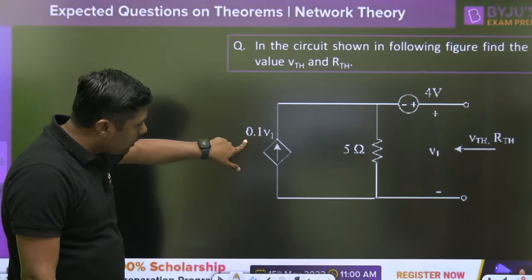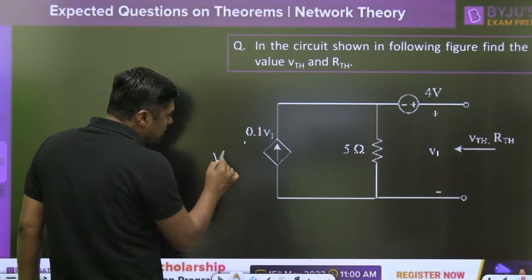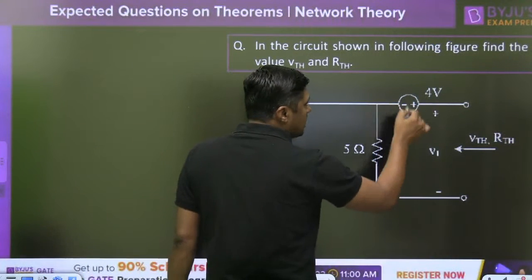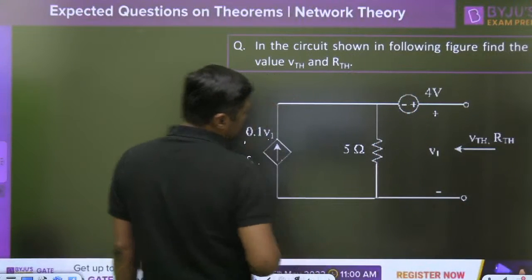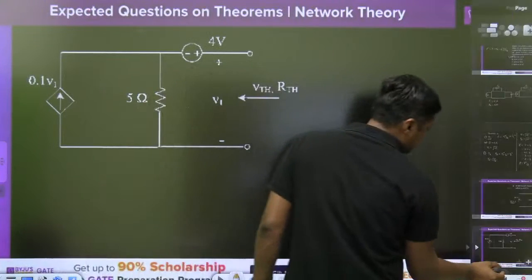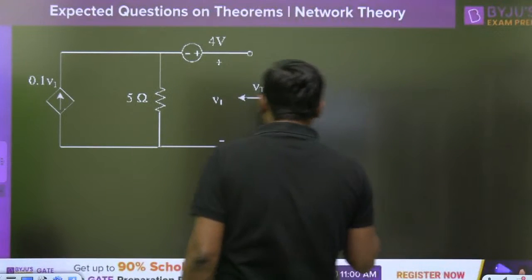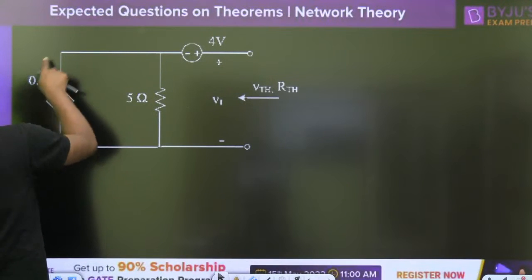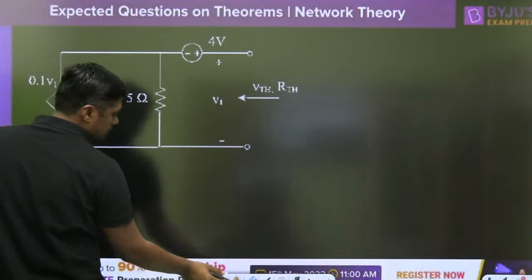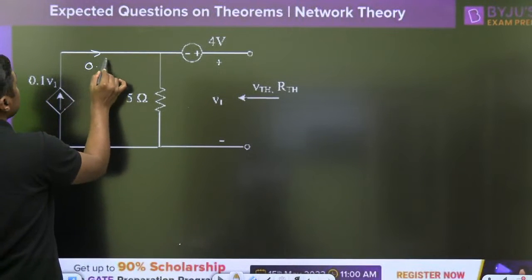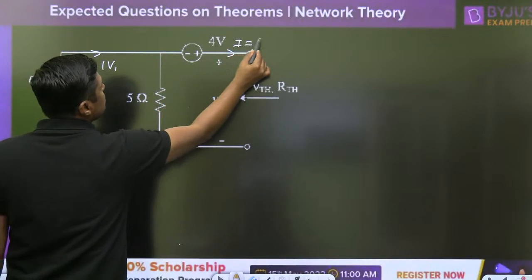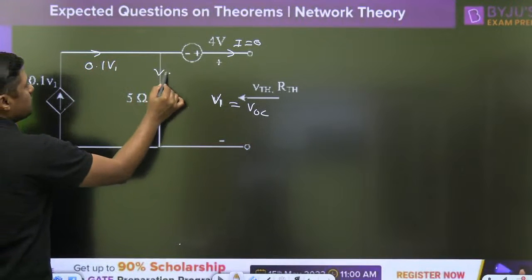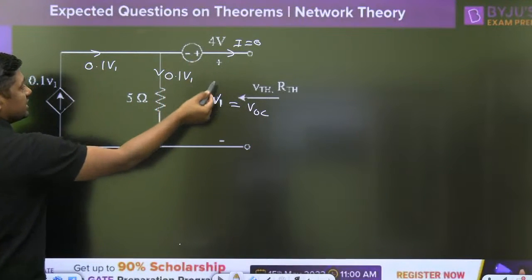Now, this is the 0.1 V1 voltage controlled current source. It depends upon the V1. This is the V1. This is an independent source, 4 volt battery. Then first case, first find the VOC. How to find the VOC, open circuit voltage? 0.1 V1. If it is open circuit, what will be the current here? 0. This V1 is nothing but VOC. You have to find the V1. The same current will pass through this. Why? Because in this branch the current is 0.